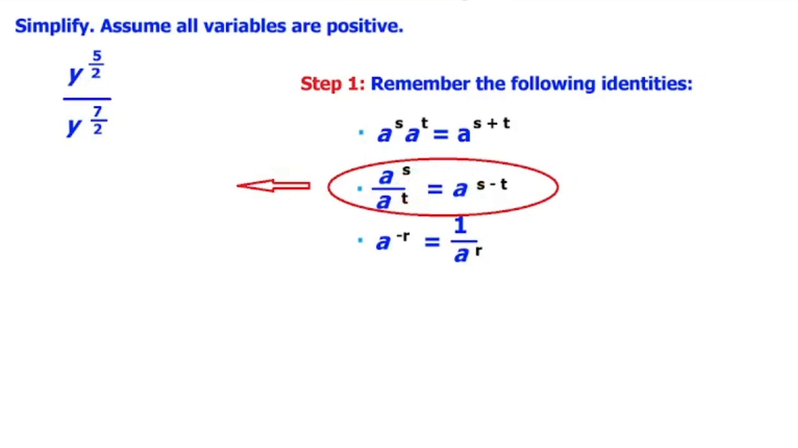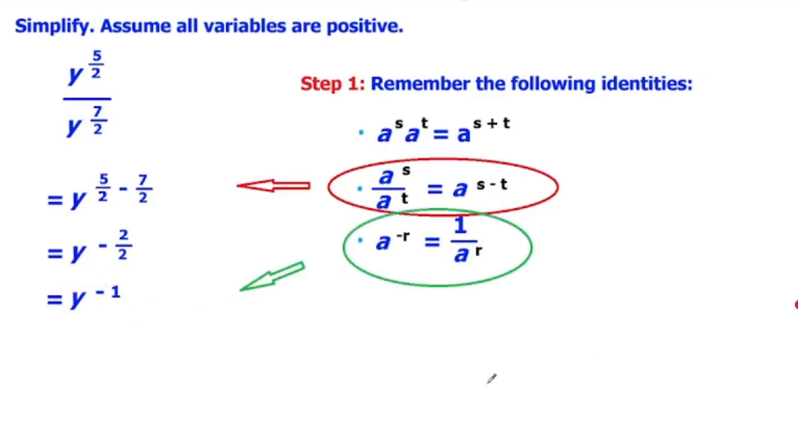So let's continue. It's 5/2 minus 7/2 is what happens to the problem. Now we can just simplify that. 5 minus 7 is -2, so -2/2 becomes -1, which gives y to the -1.